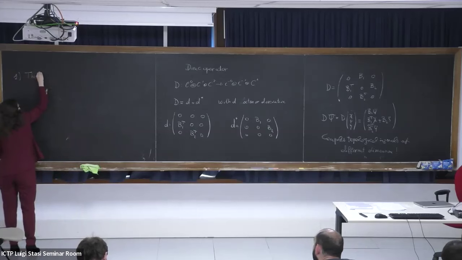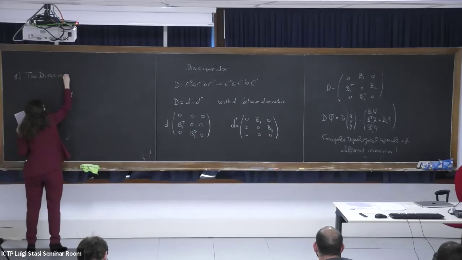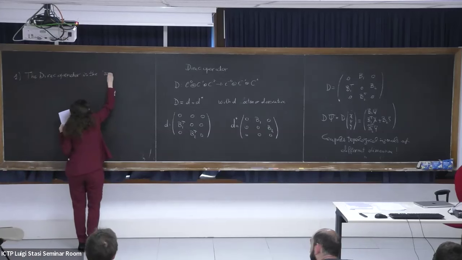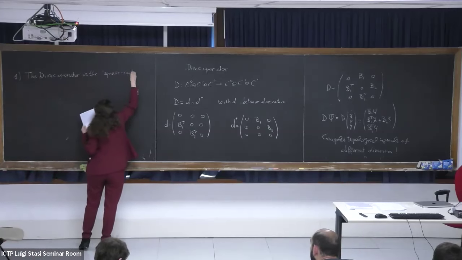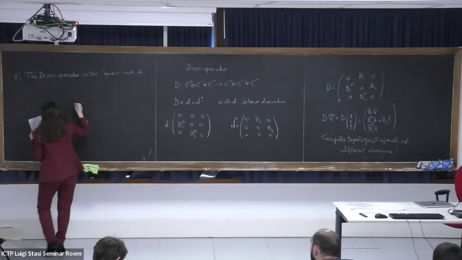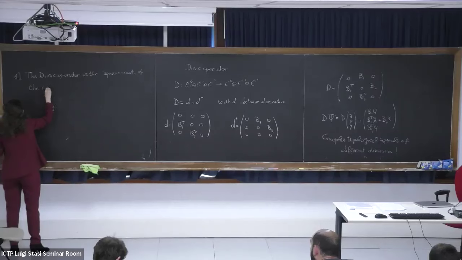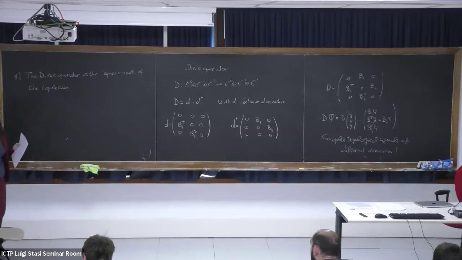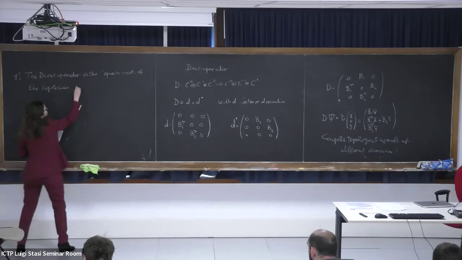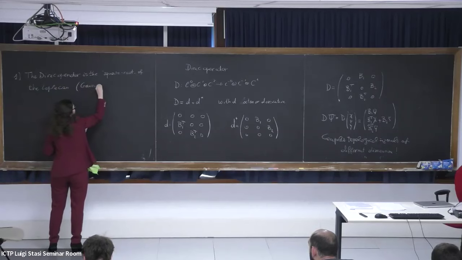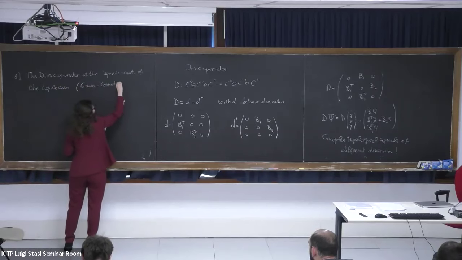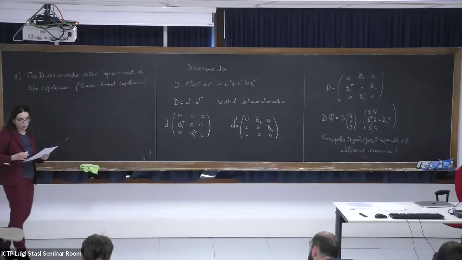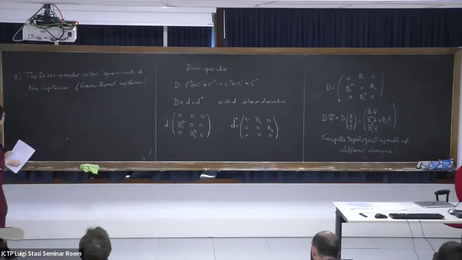And this is exactly what happens, because the first property is that the Dirac operator is the square root of the Laplacian. Here I write this, but of course we will need to understand what we mean by Laplacian here, and this will be clear. We will understand as Laplacian what we will call the Gauss-Bonnet Laplacian, which is very similar to the Laplacian we have introduced.